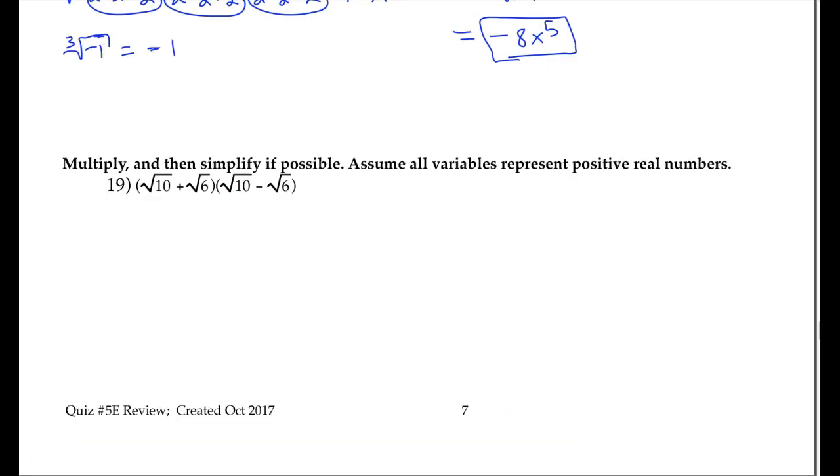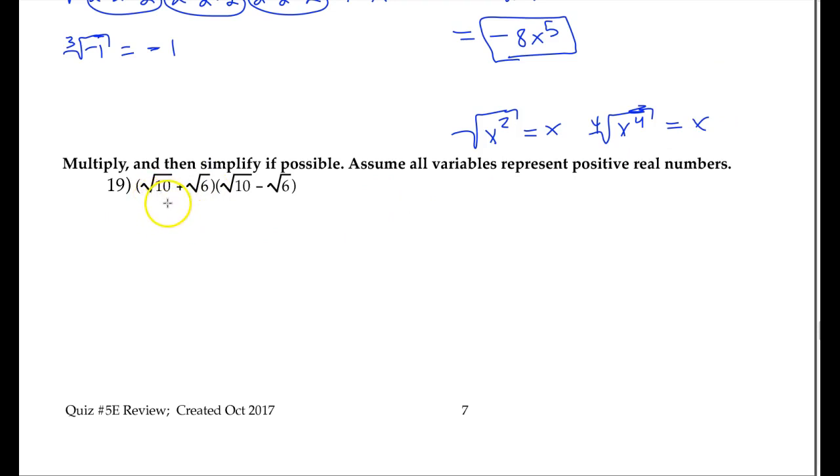All right, so moving on to question number 19. 19 says we want to multiply the expressions together and simplify as possible. And we want to assume that all variables in this problem and other ones like it are positive real numbers. And so again, all that means is we have something like square root of x squared or the 4th root of x to the 4th, that we can answer this as just x and not have to do the whole absolute value thing. Okay. All right.